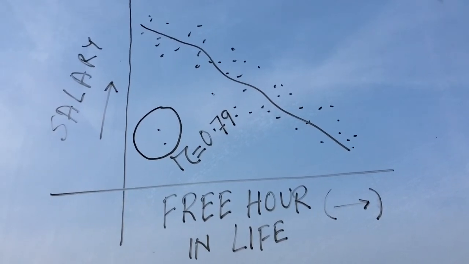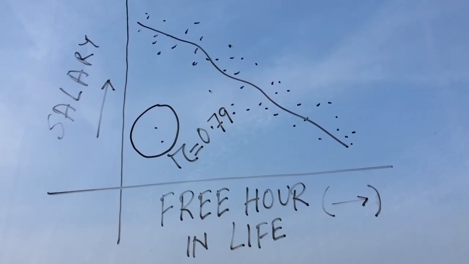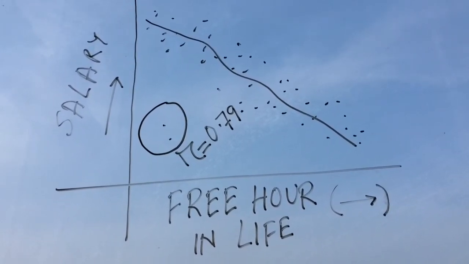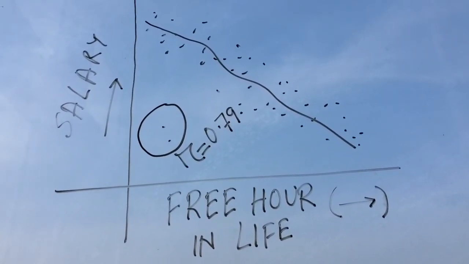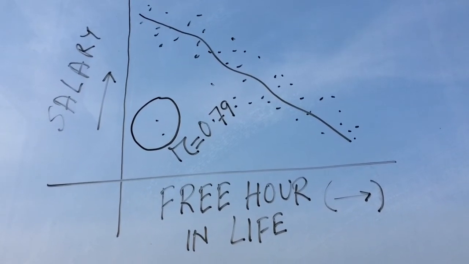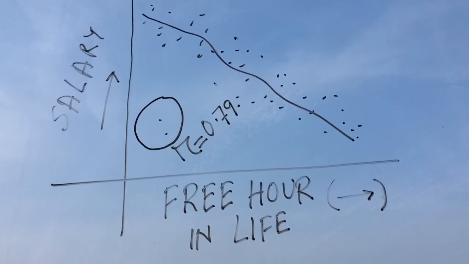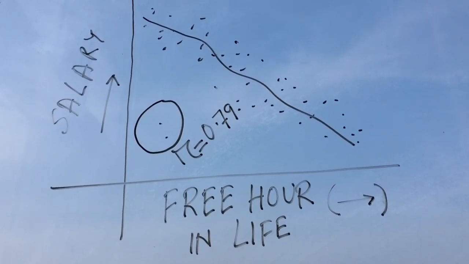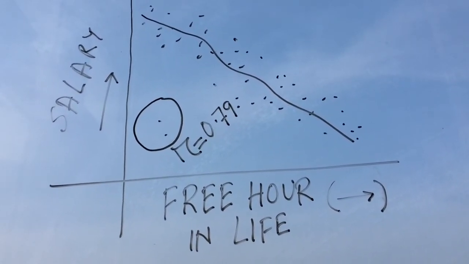Look for confounded variables. That means here I did not say how tough the job or the project is. If that was there, we could have clearly built a relationship, but here we don't have that data, so that means we cannot use a correlation coefficient to explain this relationship between salary and free hour in life.